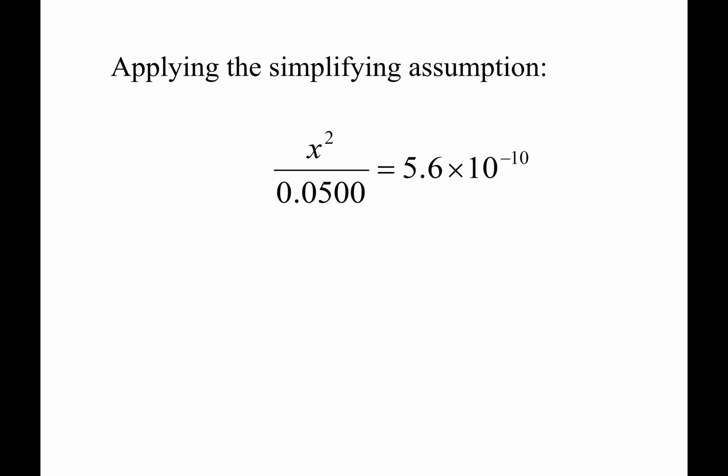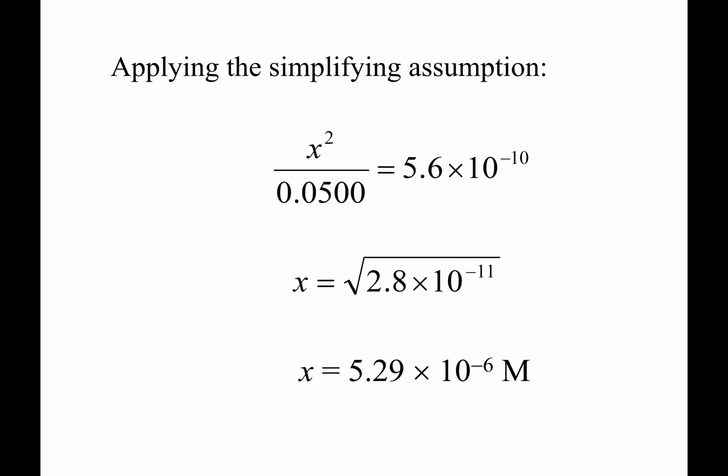If we apply the simplifying assumption, then the Kb expression simply becomes X squared divided by 0.0500 is equal to Kb, which is 5.6 times 10 to the negative 10th. So we're going to crisscross multiply and take the square root. X is the square root of 2.8 times 10 to the negative 11. 2 sig figs. Well, I gave myself 3, but I'm thinking it should just be 2. 3 sig figs, and X is 5.29 times 10 to the negative 6. And if you look back at what X means, we're going to hone in on the hydroxide ion concentration to see what our pH is.